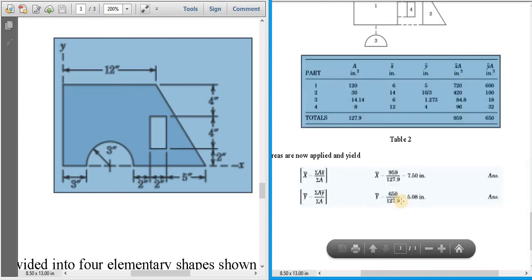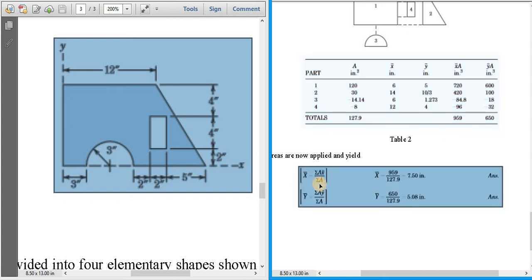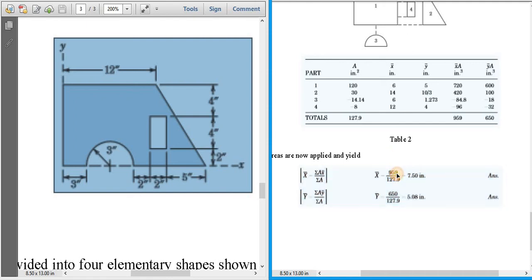Next, since nakuha na natin yung area, itong part na ito, all we need to do is to locate the X bar at saka yung Y bar or yung location ng center of gravities natin. Yung formula to locate the center of gravities, for example, sa X bar, is the summation of AX bar over summation of area. Since nakuha na natin yung total area at saka yung summation of area times the X bar, all we need to do is to input the values. Then bring out your calculator, paki-calculate.